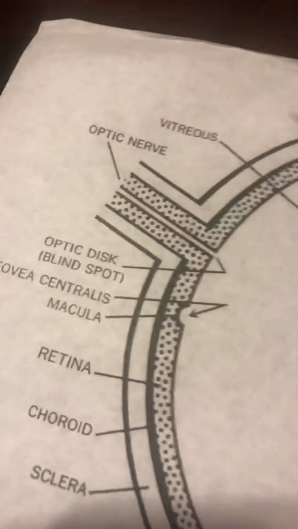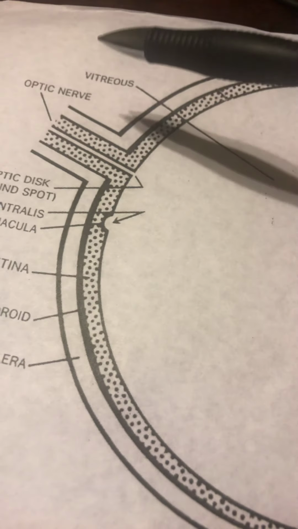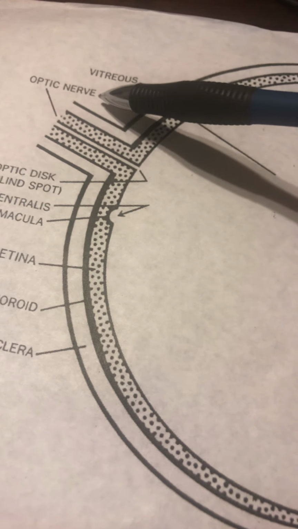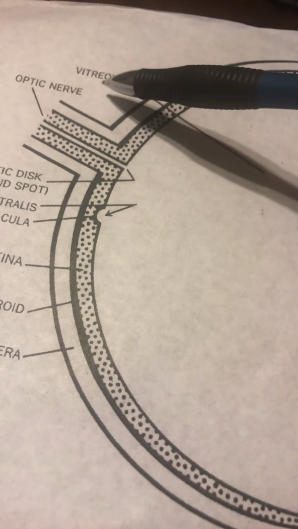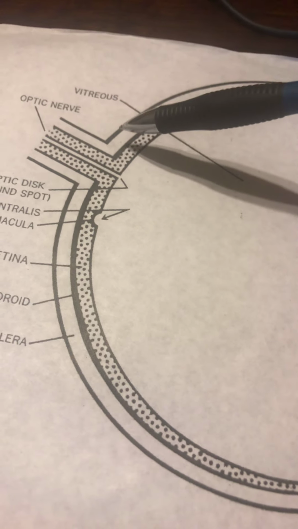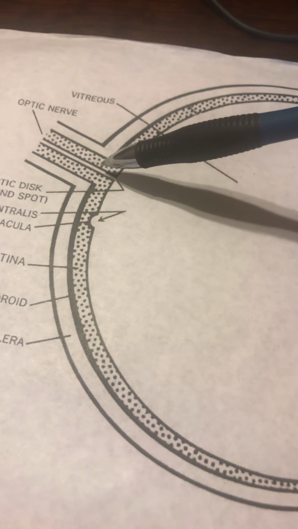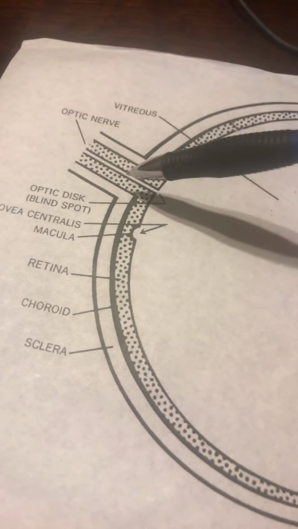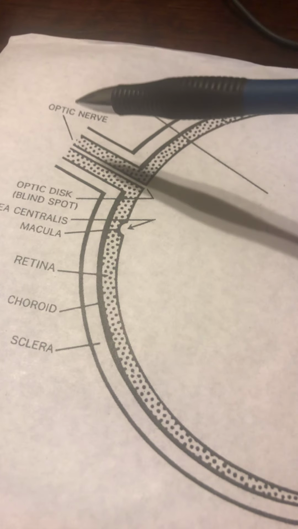And moving over, we're still in the posterior segment. We'll finish off in this area. We have the optic nerve. And in the optic nerve, it's pretty much where the nerve impulses travel from the retina, and then they are transmitted to the brain via the optic nerve.